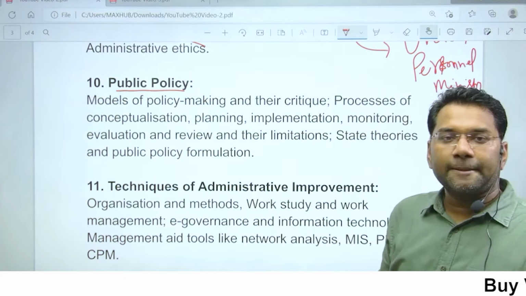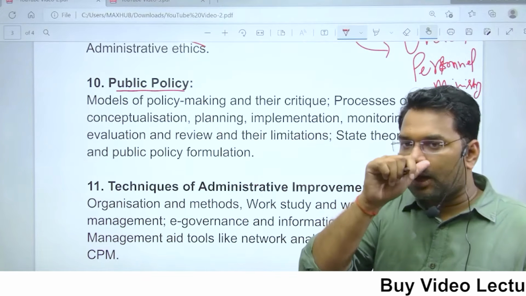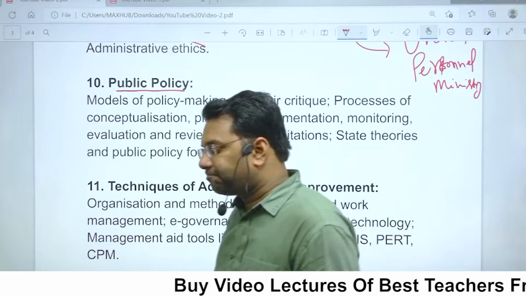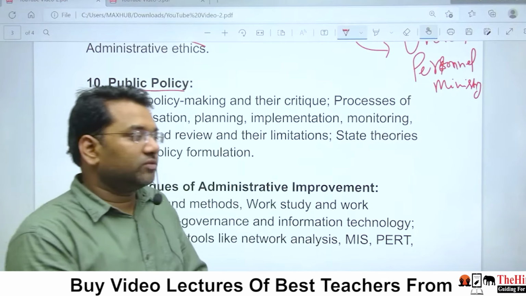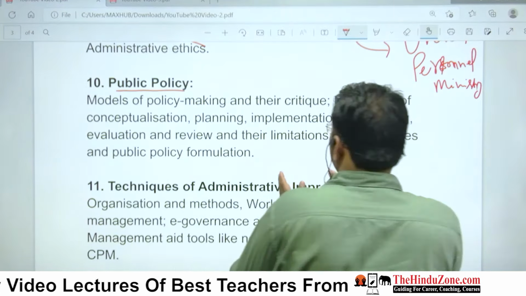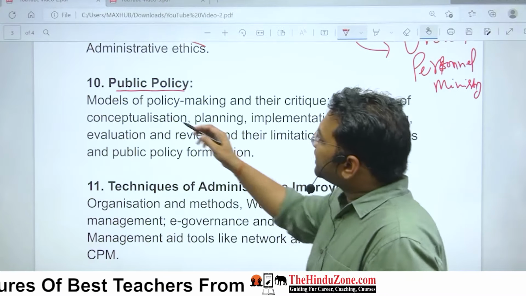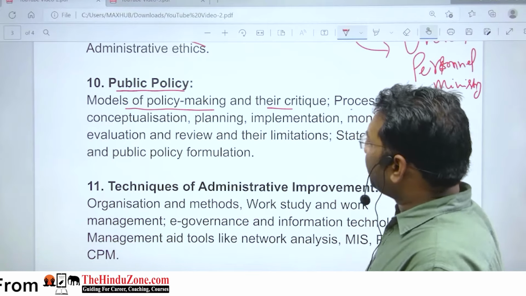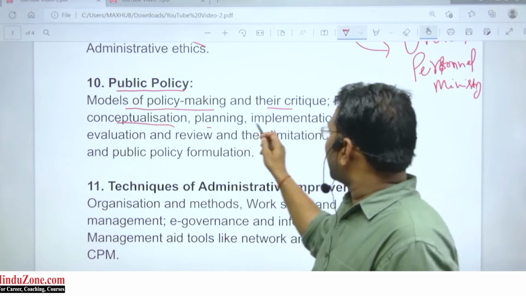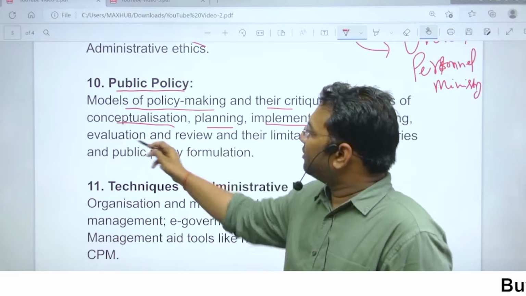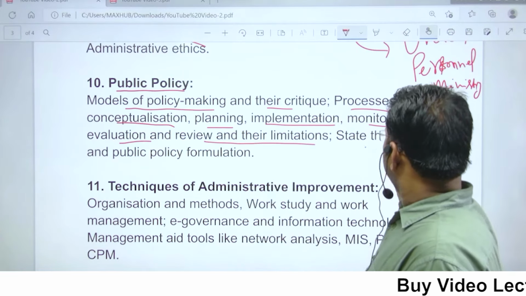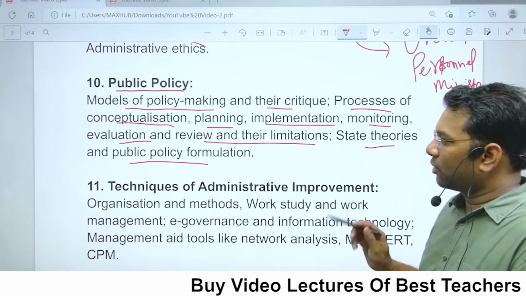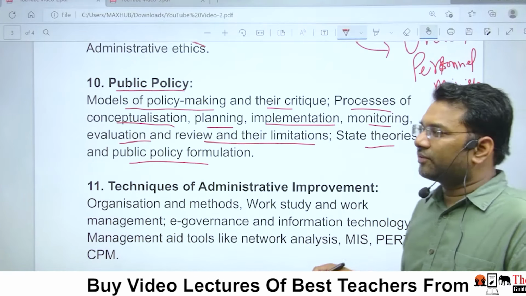So public policy, this particularly we will be, although I was talking about that in first chapter, that is the introduction, we were discussing about that. In this particular public policy, we will be discussing the models of public policy making, their critique, the process of conceptualization, the planning, implementation, monitoring, evaluation, review and their limitations, state theories, public policy formulation, all those things we will be talking about. Okay? And that is something very obvious.